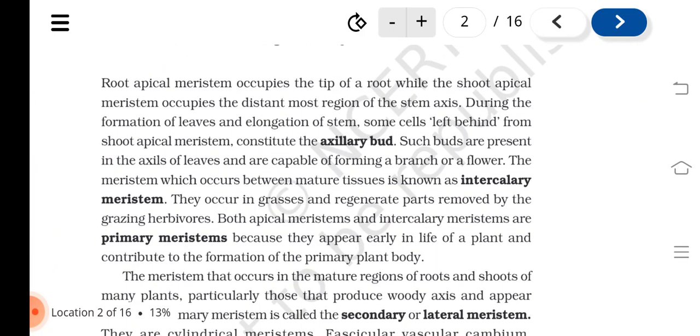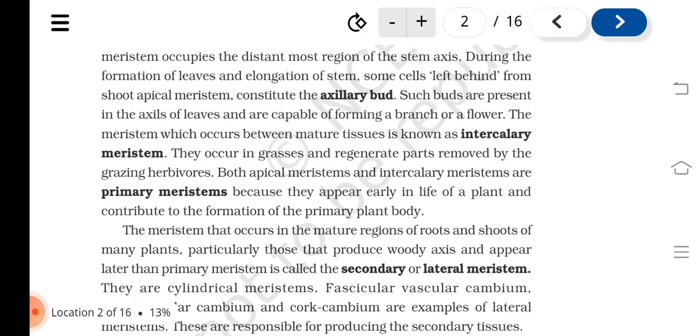Root apical meristem occupies the tip of a root while the shoot apical meristem occupies the distant-most region of the stem axis. During the formation of leaves and elongation of stem, some cells left behind from shoot apical meristem constitute the axillary bud. Such buds are present in the axils of leaves and are capable of forming a branch or a flower. The meristem which occurs between mature tissues is known as intercalary meristem.